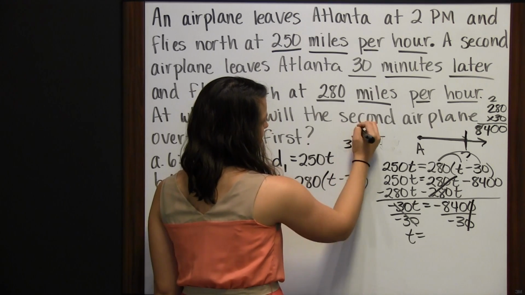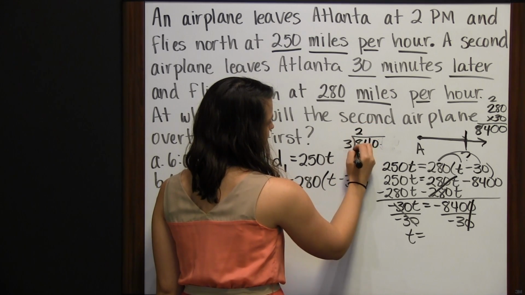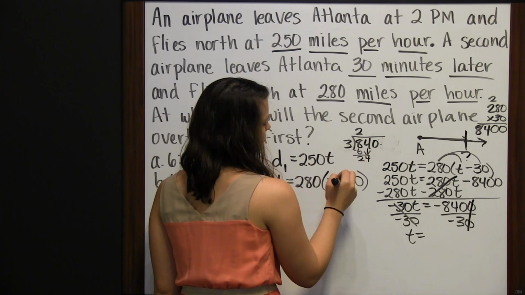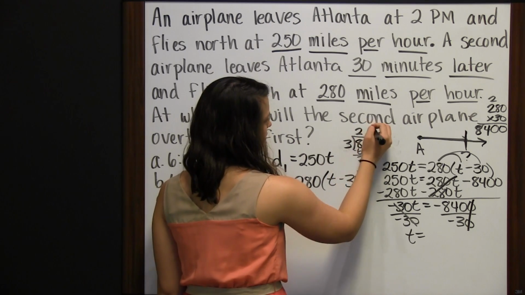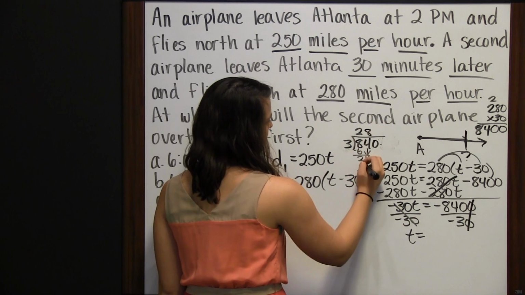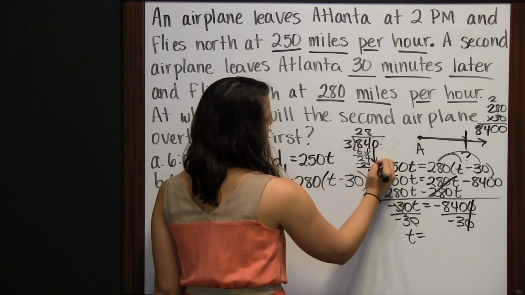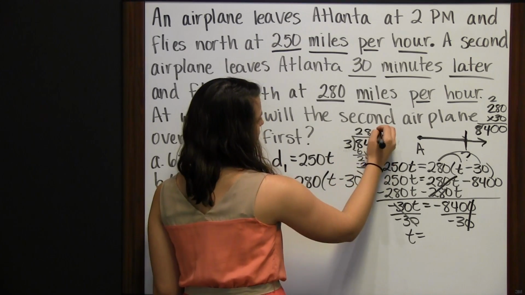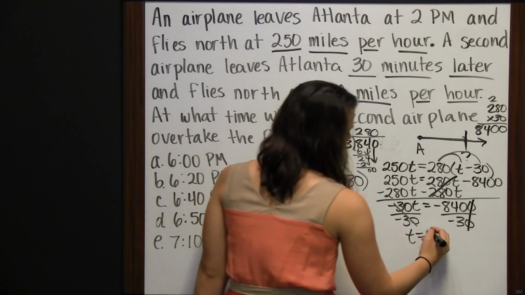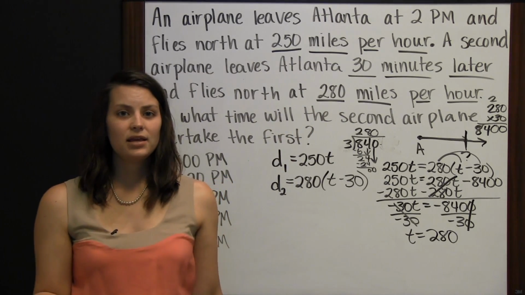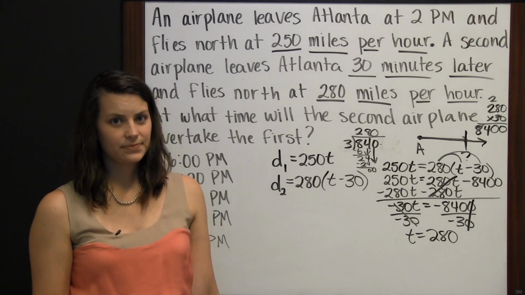3 goes into 8 2 times. That's 6. Subtract and you get 2. Bring down the 4. 3 goes into 24 8 times. 3 times 8 is 24. Subtract and you get 0. Bring down your 0. 3 goes into 0 0 times. So it's 280. But 280 what?